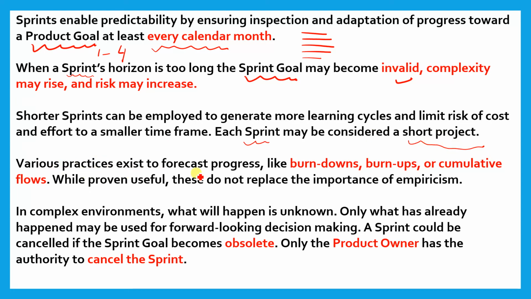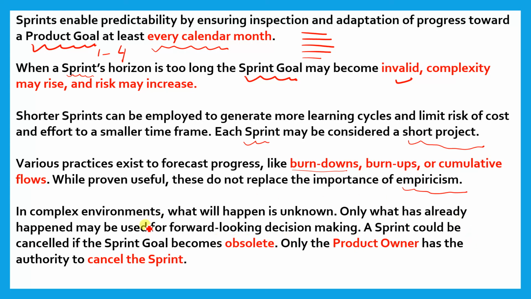Various practices exist to forecast progress, like burn down charts, burn up charts, or cumulative flows. What is the meaning of burn down charts? Here we check how much work is remaining in order to achieve our sprint goal, and so on. While proven useful, these do not replace the importance of empiricism. And what is empiricism? That knowledge comes from experience. In complex environments, what will happen is unknown. We do not know what will happen tomorrow. Only what has already happened may be used for forward looking decision making.